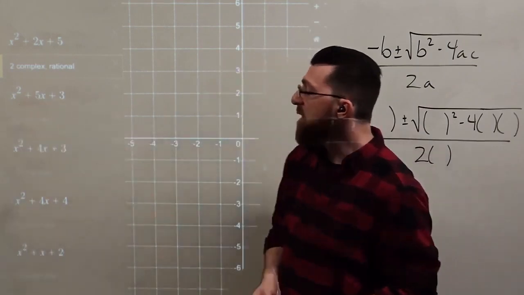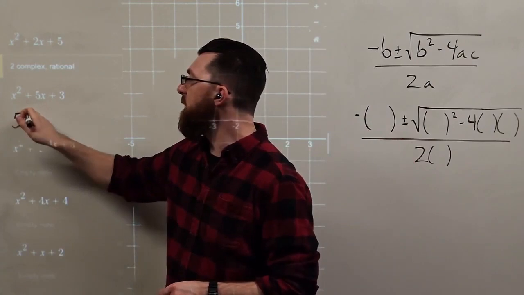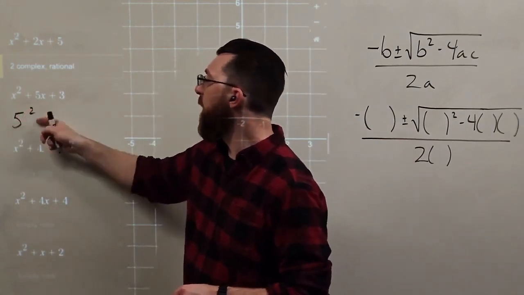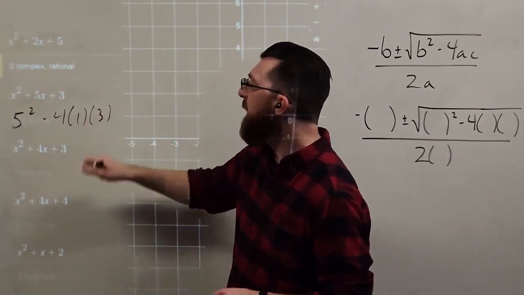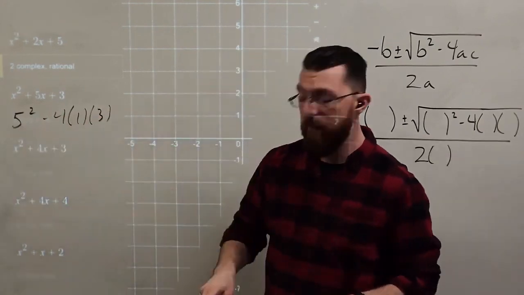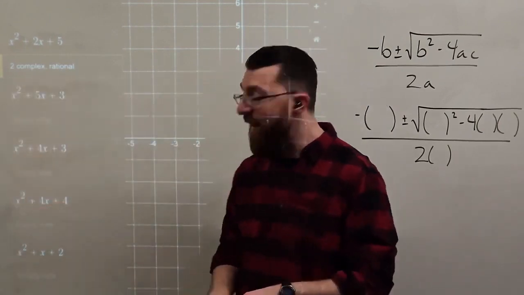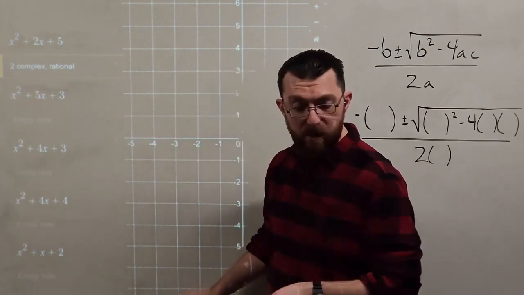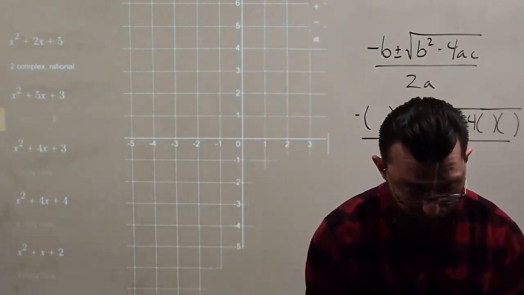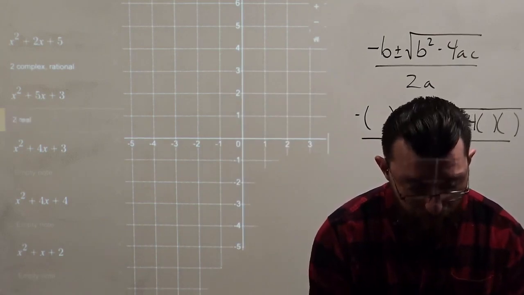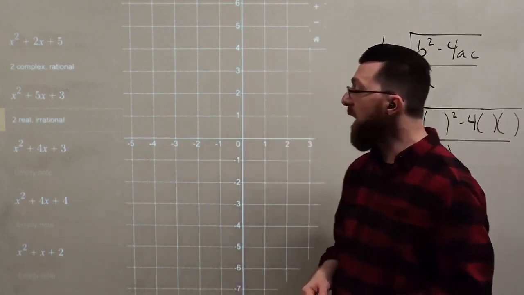X squared plus 5x plus 3 is going to have something else because 5 squared, that's b squared, minus 4ac. Now we're talking about 25 minus 12. 25 minus 12 is 13. 13 is positive, so at least we're getting a real number, but 13 is also prime, which means we're not taking the square root of it and getting something rational. We will have 2 real irrational solutions to that parabola in the quadratic formula.